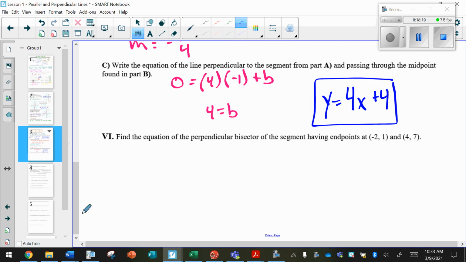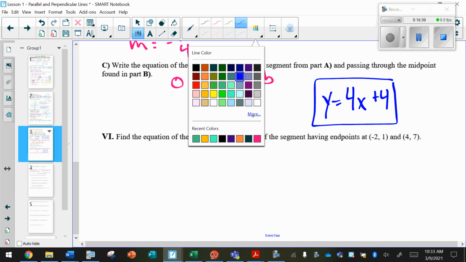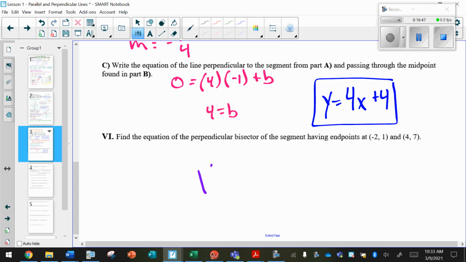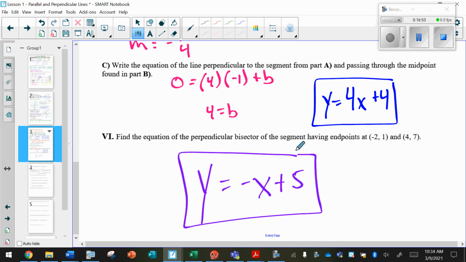So pause the video, take a moment, and write the equation of the perpendicular bisector of the segment having the endpoints (-2, 1) and (4, 7). So find the midpoint, find the slope, take the perpendicular slope, find the y-intercept, write the equation. Pause the video, do that, and I'll show you if you're right or not. When all is said and done, you should have the equation y = -x + 5. If that didn't work for you, then go back and check your steps and see what error was made, or contact me and we'll talk about it.